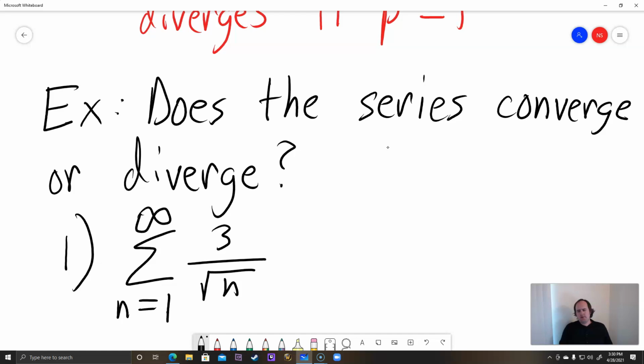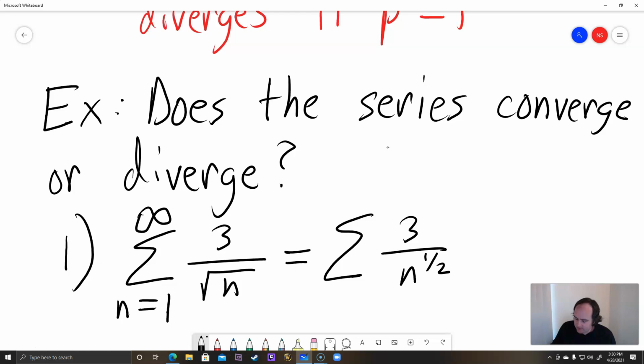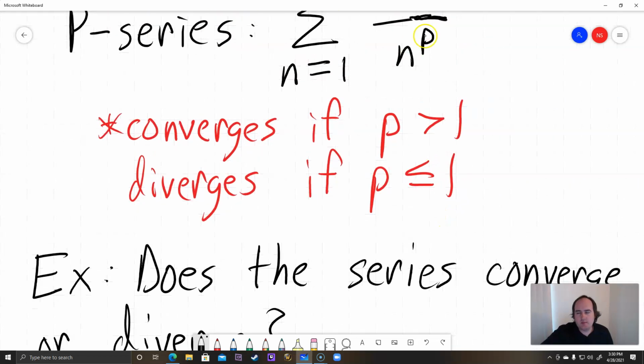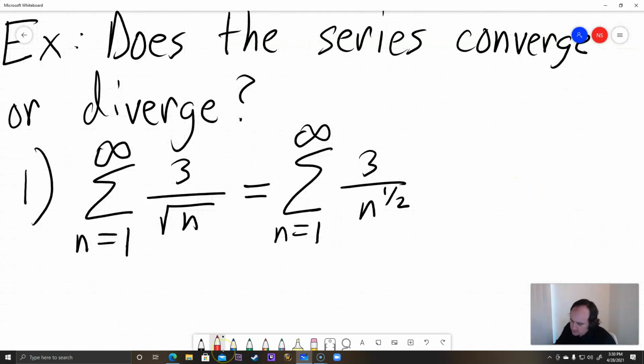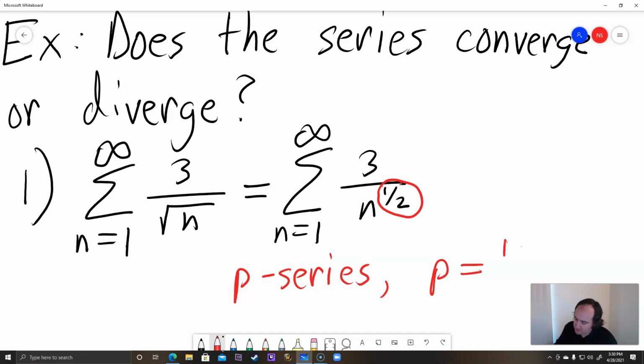So you might be wondering, how on earth is this a p-series? I see a square root, I don't see a power. Well, remember, the square root is the same as the 1/2 power. So this is actually the same as the sum of 3 over n to the 1/2 from n equals 1 to infinity. So here we can see our exponent p is going to be 1/2. So this is a p-series where p equals 1/2. And remember, 1/2 is less than or equal to 1, which means that the series diverges.